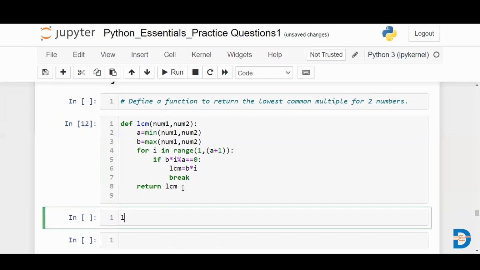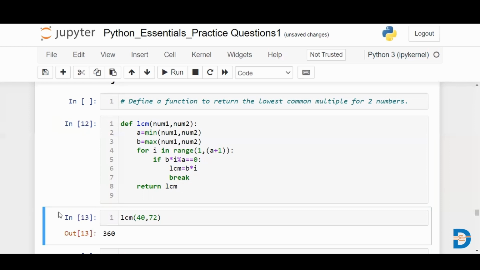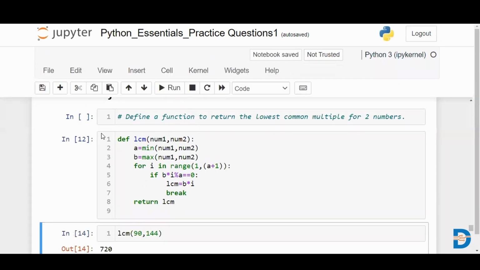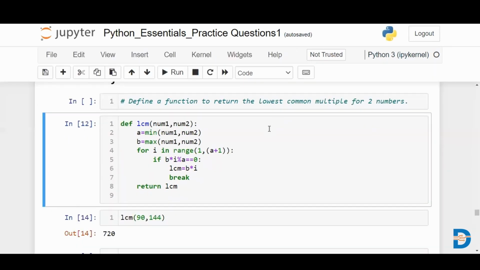Let's try getting the LCM of 40 and 72 now. Okay, so we have 360, which if you look at 72, it's 72 times 5, and 40 times 9 is giving us 360, right? We can check that for any other number. There we go. 90 times 8 is 720, 144 times 5. So this is how we have defined the LCM function.